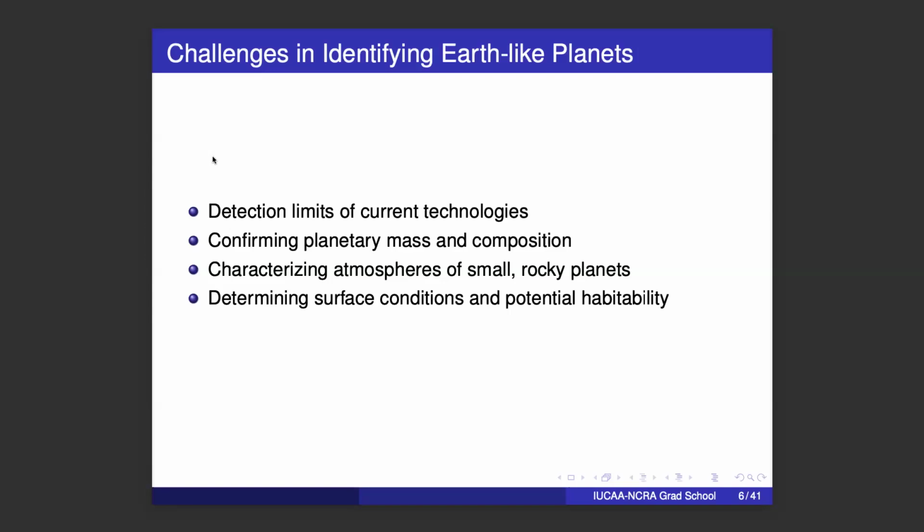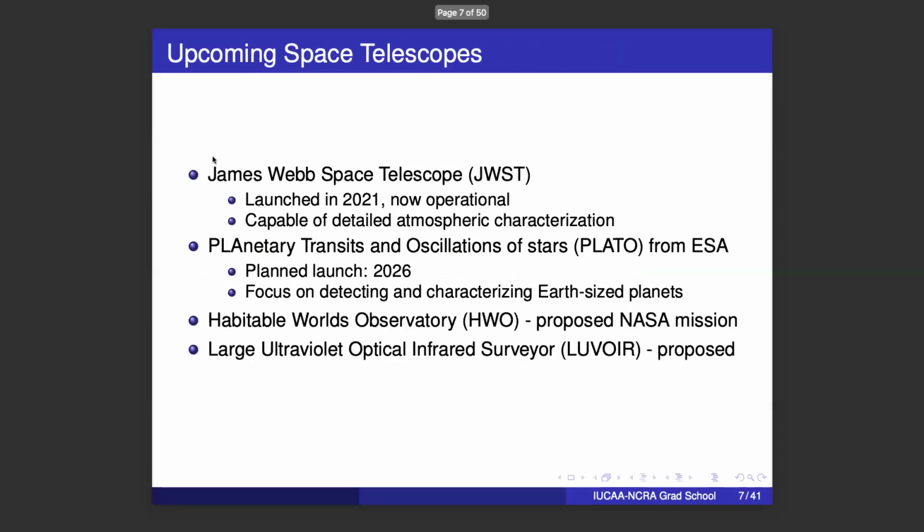So one has to characterize the atmospheres of these small rocky planets. That, of course, is quite difficult to do, and therefore cannot be done on a very large number of planets. And then one has to, through modeling, determine the surface conditions and potential habitability. So all of this will be done in the future. Some of it has already started to happen, like with the James Webb Space Telescope. It's now operational, capable of detailed atmospheric characterization.